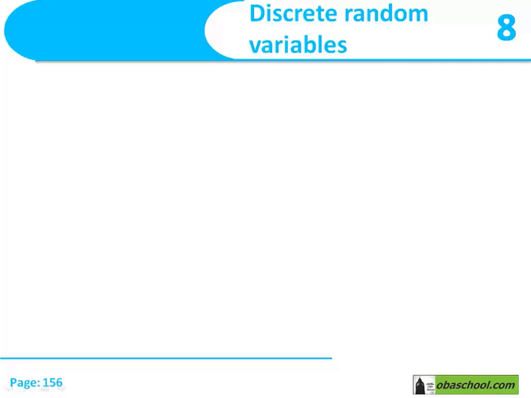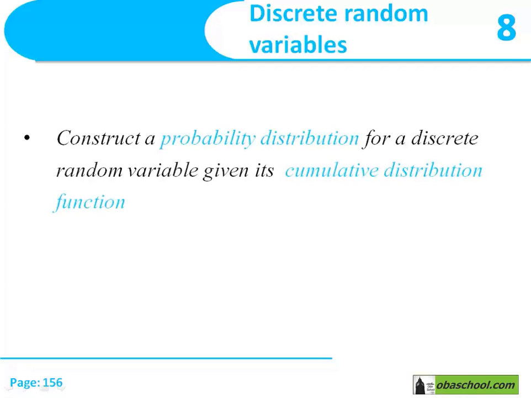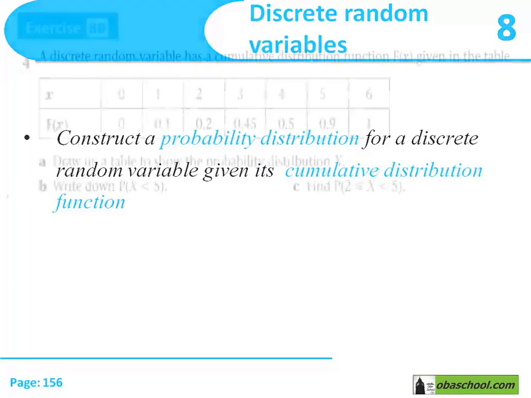Chapter 8 Discrete Random Variables. In this tutorial, we are going to construct a probability distribution for a discrete random variable given its cumulative distribution function. So we will work in an opposite way of the previous exercises. We will have a cumulative function and we need to obtain the probability distribution.